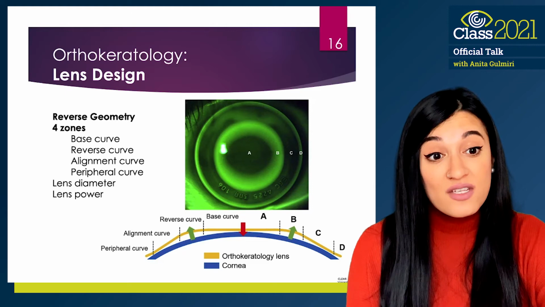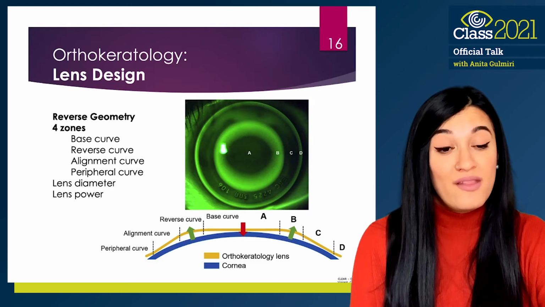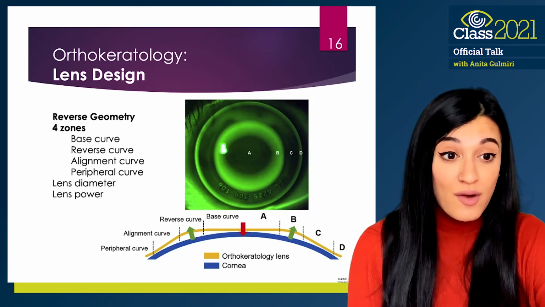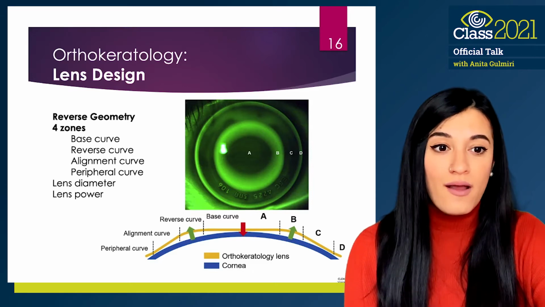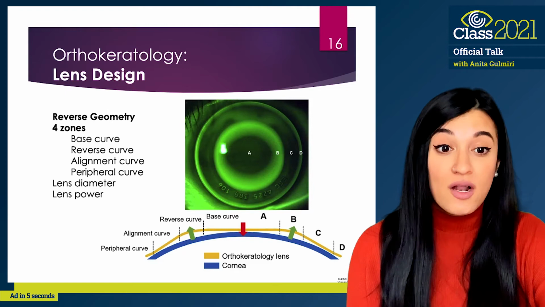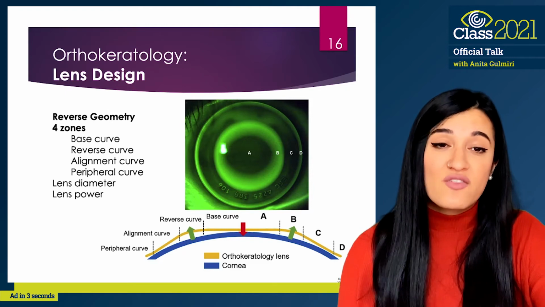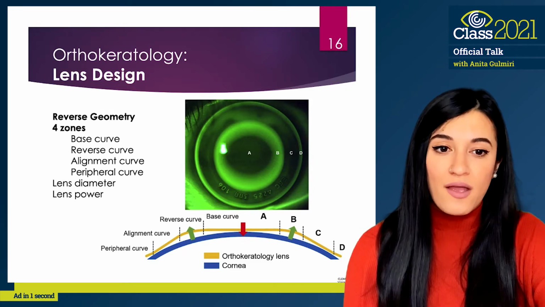The radius of this central curve is typically determined by the amount of corneal flattening needed to correct the myopic refractive error, plus an additional 0.5 or 1 diopters flatter to account for any regression, so that the patient can maintain satisfactory uncorrected vision throughout the entire day.